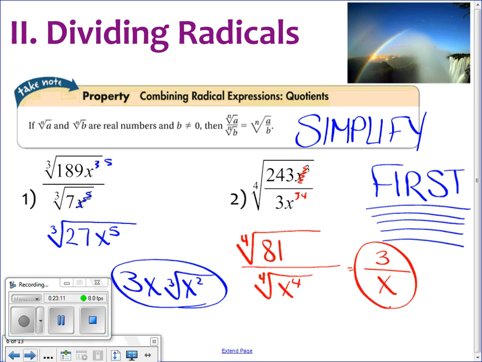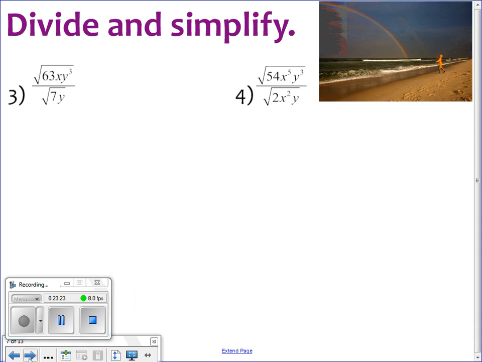Yeah, it wasn't bad because they were both perfect. Okay, but again, if you did not simplify that first, that problem gets really ugly. All right, number 3. Can you simplify first? Yes. Good. 63 divided by 7 is 9. And again, don't forget that radical is still there.